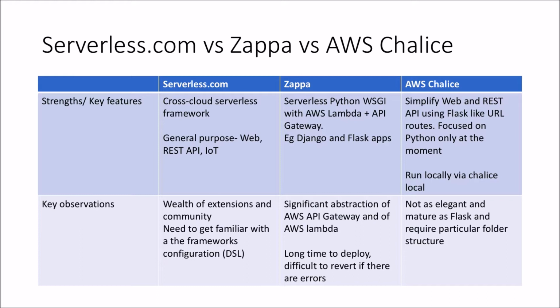Zappa was probably the one that I had a love-hate relationship with, in part because while they provide a great abstraction for replatforming solutions which rely on things like Flask applications. As an example, if you have an existing Flask application and you use Zappa, through the abstraction it will allow you to use AWS Lambda and API Gateway without really having to change a lot of code.